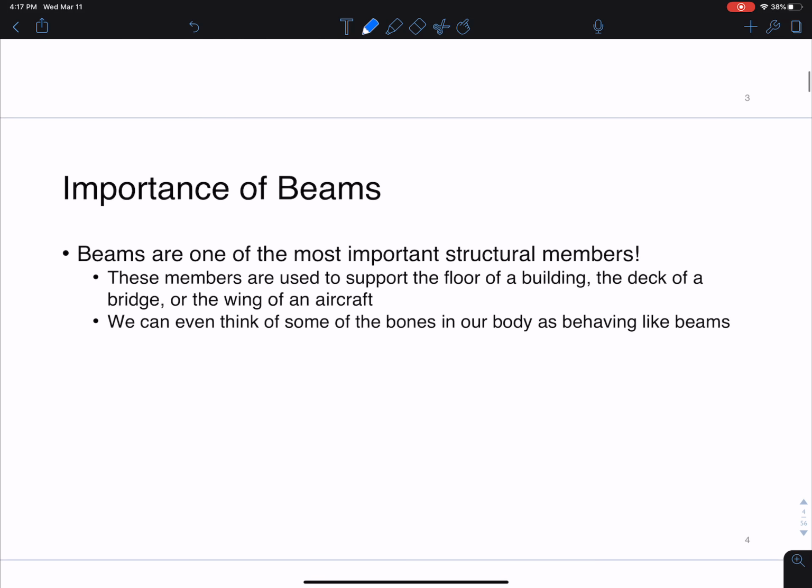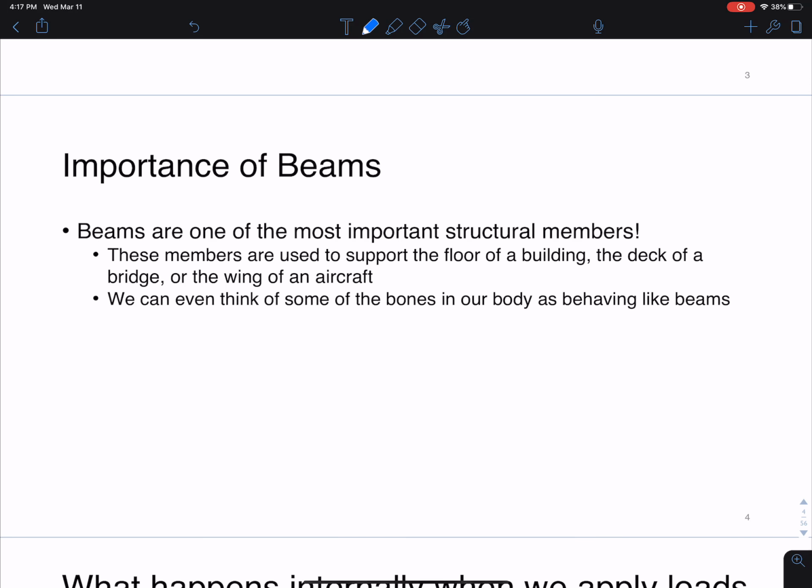So why are beams important? Why do we need to study them? Well, beams are one of the most important structural members because we find them in almost every single structural model or building or different types of structures that we design. So for example, like I said, a bridge can be looked at as a really big beam. And then another common type of structure, right, are buildings, and buildings are full of beams. So they're used to support the floor of a building, the deck of a building. The wing of an aircraft is another example of a beam.